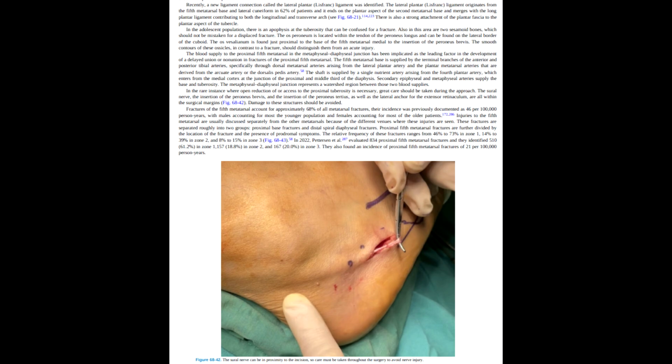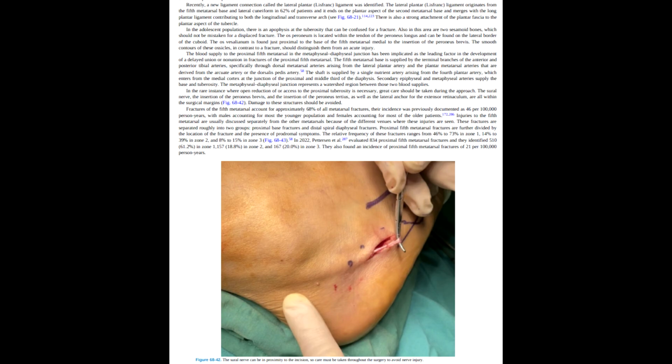Damage to these ligaments or the peroneus brevis tendon must be avoided during surgical exposure. The lateral branch of the sural nerve also runs near the operative field. The photograph shows a lateral incision over the base of the fifth metatarsal. A hemostat is retracting soft tissue, and the surgeon highlights how close the sural nerve lies to the incision. This image emphasizes the importance of careful dissection to avoid nerve injury during fixation of fifth metatarsal fractures.